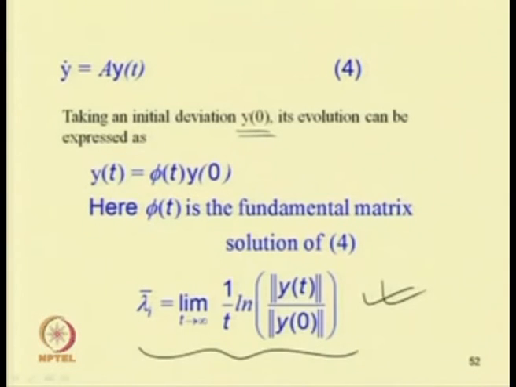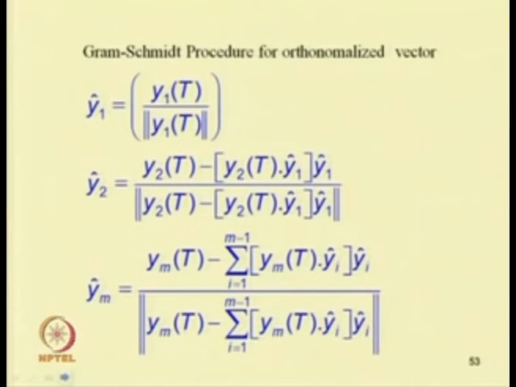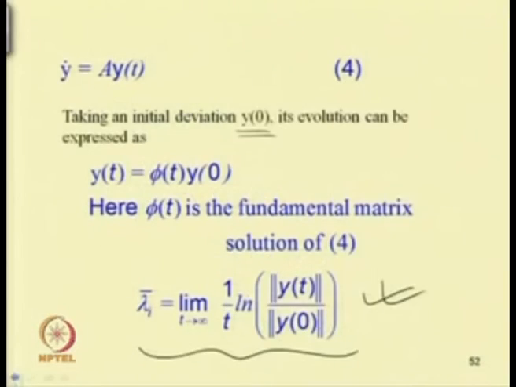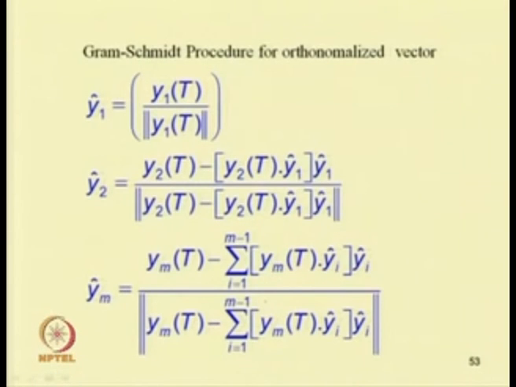So, one can define this Lyapunov exponent by using this y t and y 0, but finding this y t by integrating is sometimes difficult. So, for that purpose one can use the Gram-Schmidt procedure for orthogonalization of vectors. That is, y 1 is normalized to be 1, then y 2 can be written by using this expression, where this dot is the dot product.